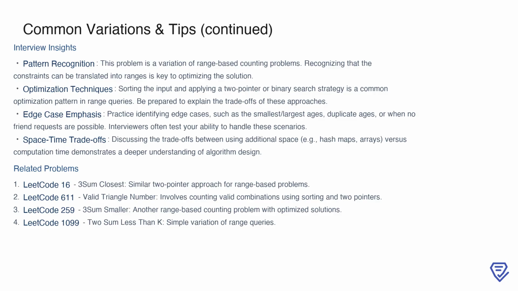Finally, this problem is closely related to other LeetCode problems, such as 3Sum Closest, Valid Triangle Number, 3Sum Smaller, and Two Sum Less Than K. These problems also involve range-based logic and often rely on similar optimization techniques like sorting and two-pointers, so practicing them can strengthen your skills for this type of question.